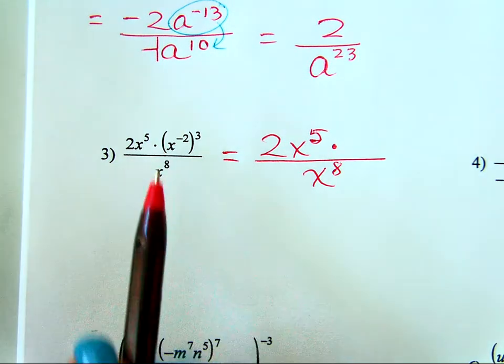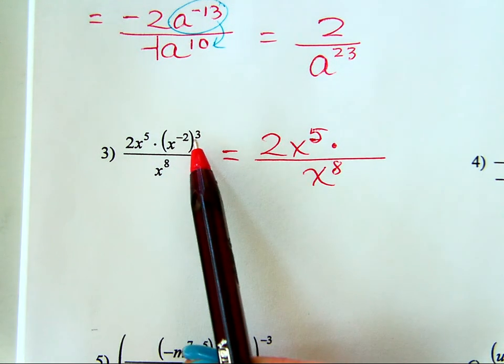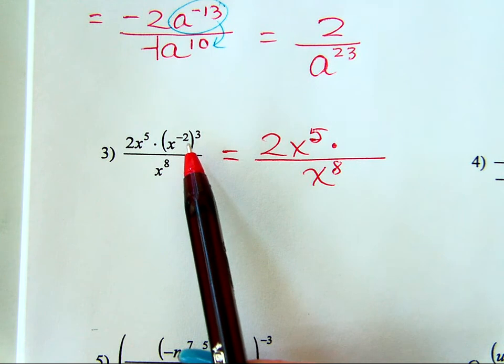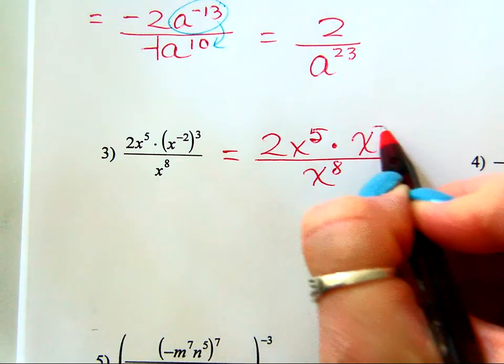This is going to give me, now those of you who did this on the last test, be careful. This is 1 to the third power. Don't write a 3, please. Because 1 to the third power does not mean 1 times 3. Many of you did that. This is just x to the negative 6th.